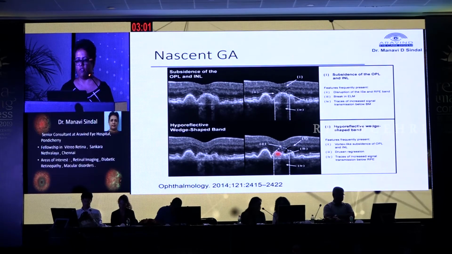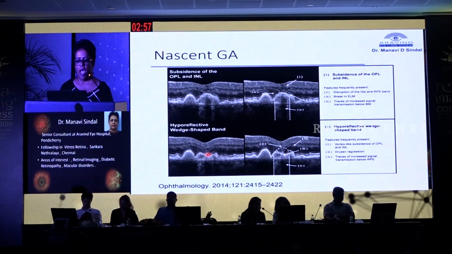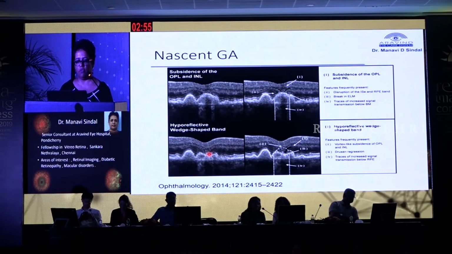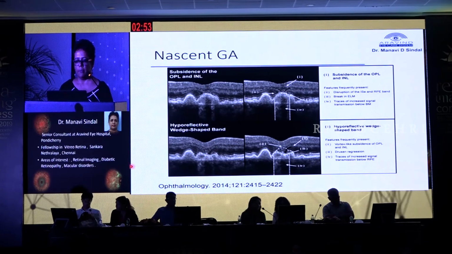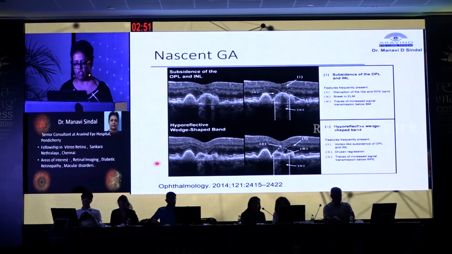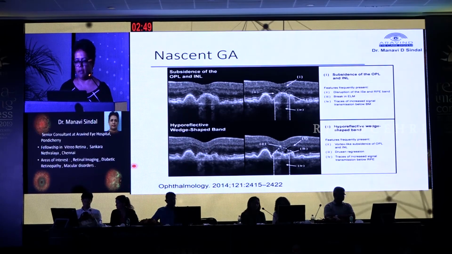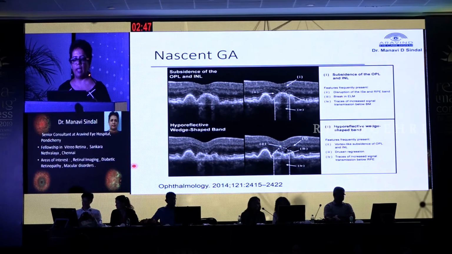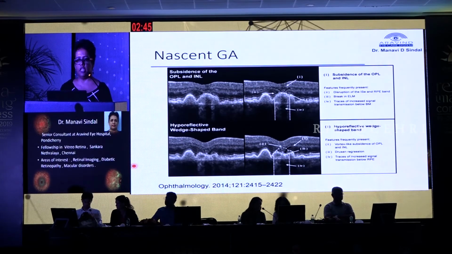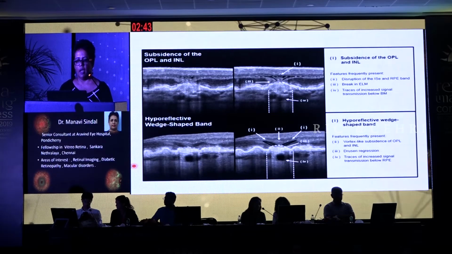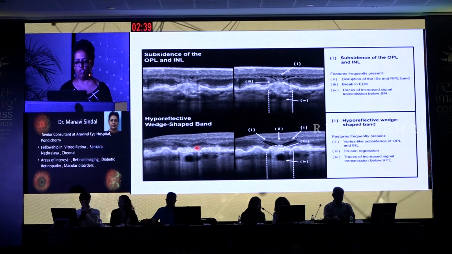Over time, you see that this particular Drusen is regressing, and you develop this hyporeflective wedge-shaped band, and there is a vortex-like substance accumulating in that area with the associated Drusen regression. Sometimes the neighboring Drusen are also seen to regress. Another image of the same sort: here you can see this hyporeflective wedge. You can see this better here. You can also see the regression of the Drusen better. Even the neighboring Drusen are seen to be regressing.